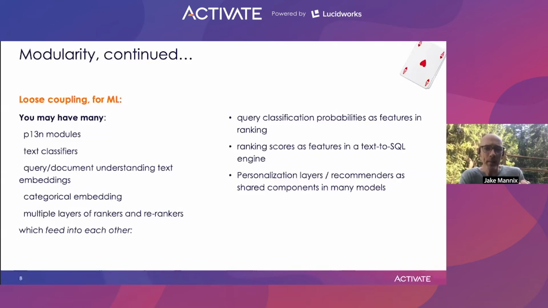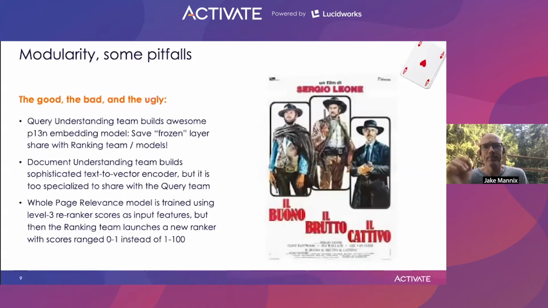And any amount of ML coupling between these will entail that these models will be feeding into each other. You'll have query classification probabilities as features in your ranking model. You'll have ranking scores as features in your text to SQL engine. You'll have personalization layers and recommenders as shared components in many different models. To give you a few different examples of what I'm talking about, let's look at some pitfalls in the modularity landscape.